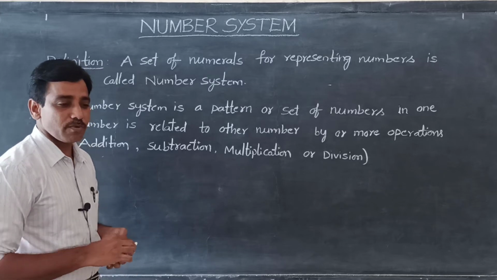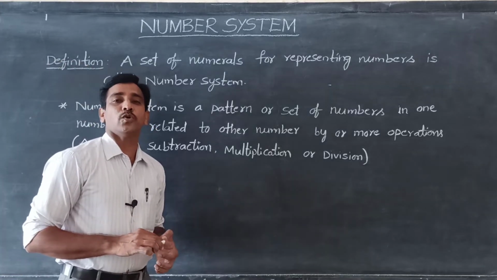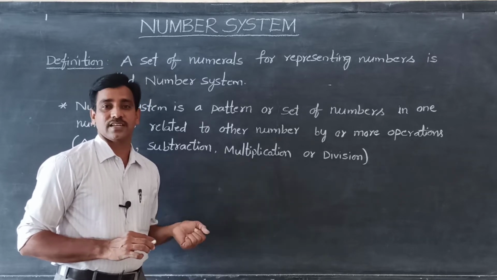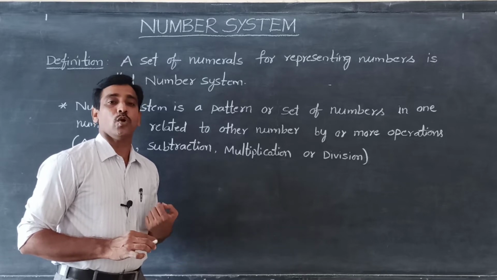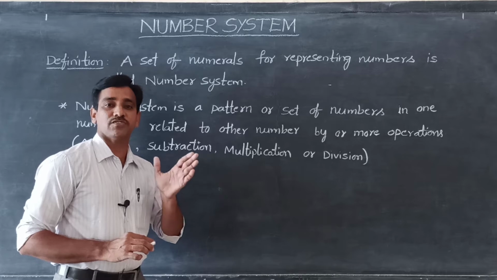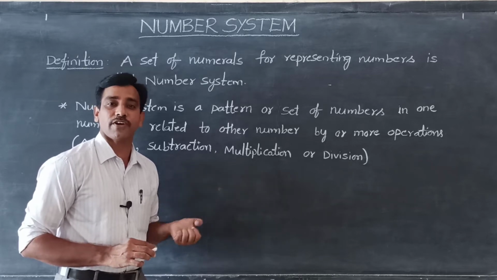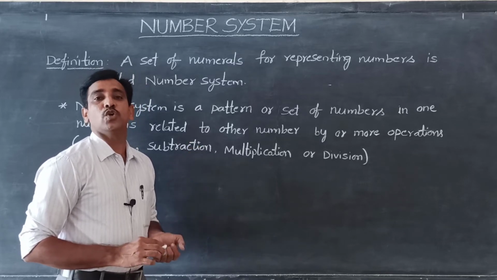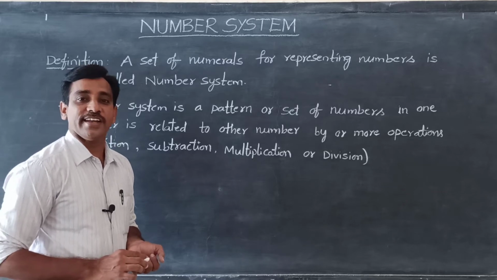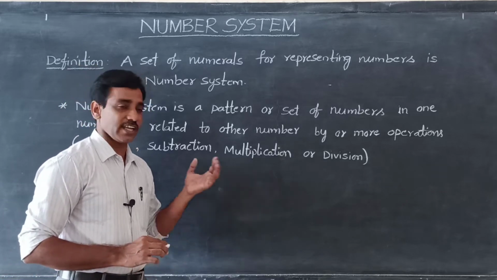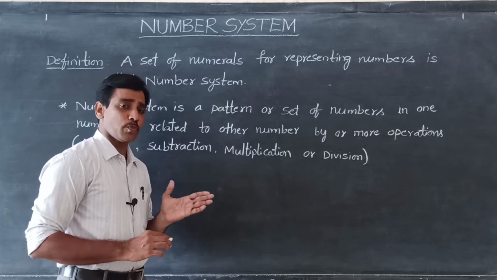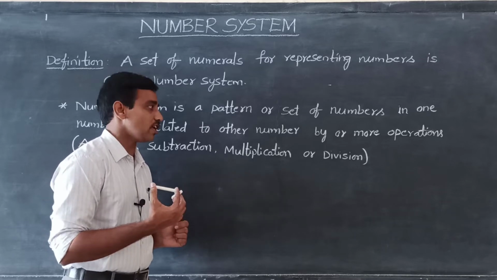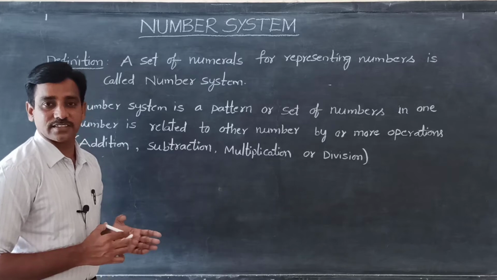Pattern means, for example, 1, 2, 3, 4, 5, 6 and so on. It has a certain rule: 1 plus 1 is 2, 2 plus 1 is 3, 3 plus 1 is 4, 4 plus 1 is 5. Another example, suppose 2, 4, 6, 8, 10, 12. In that pattern, 2 plus 2 is 4, 4 plus 2 is 6, 6 plus 2 is 8, 8 plus 2 is 10. That is called pattern, right?